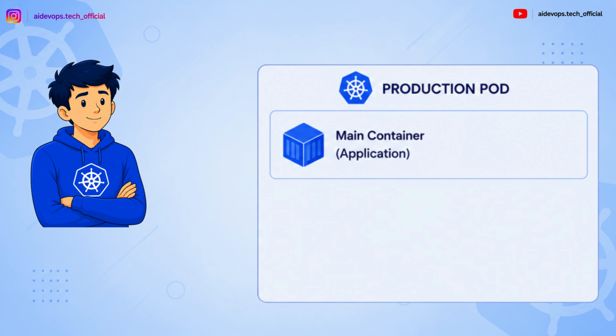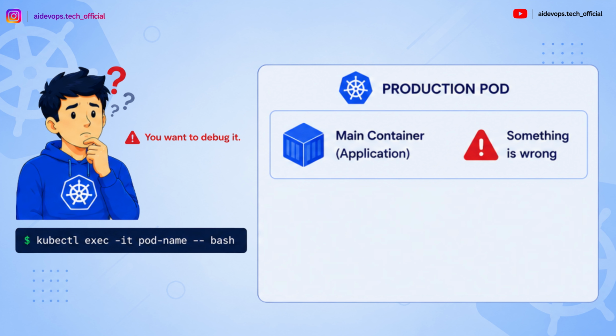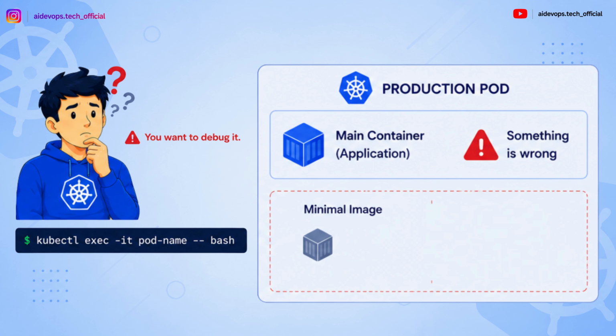Now imagine you have an application running in production and suddenly something goes wrong. The pod is running but the application is behaving unexpectedly and you want to debug it. So normally you will use kubectl exec -it podname -- bash. But there is a problem. Most production images are very minimal. They don't have tools like curl, wget and ping. So you have nothing to debug with. And you cannot restart the pod because you might lose the exact state that you are trying to debug.